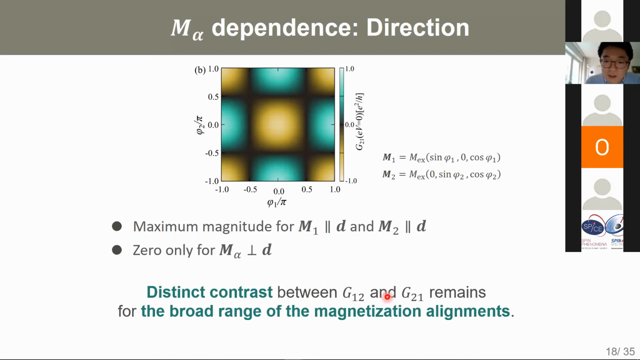with a broad range of magnetization alignments. I mean, G12, which is the non-local conductance from lead 2 to 1, is always 0, irrespective of exchange potential details. So we can find a drastic contrast in a broad range of magnetization alignments. This means that in a real experiment, the d vector may be more complicated or tilted from the ideal direction, or the exchange potential also, but we can still find distinct contrast between the two kinds of non-local conductance spectrum.